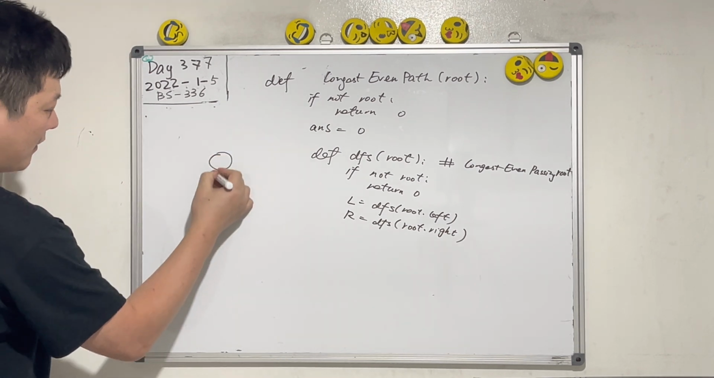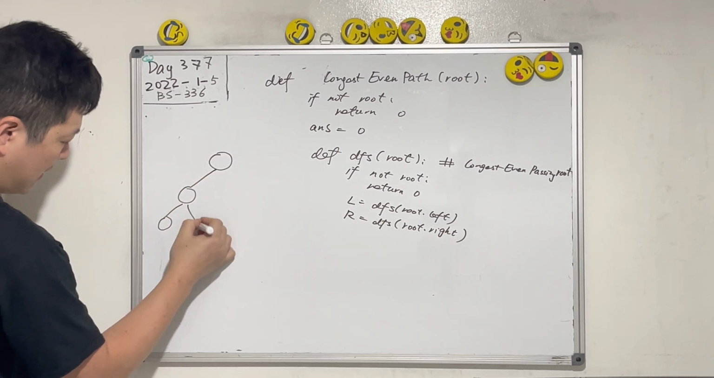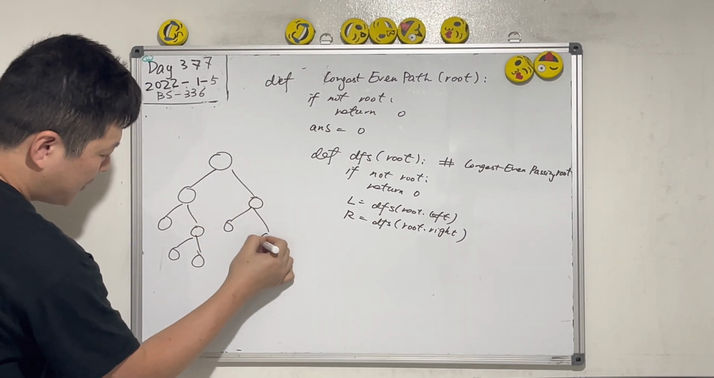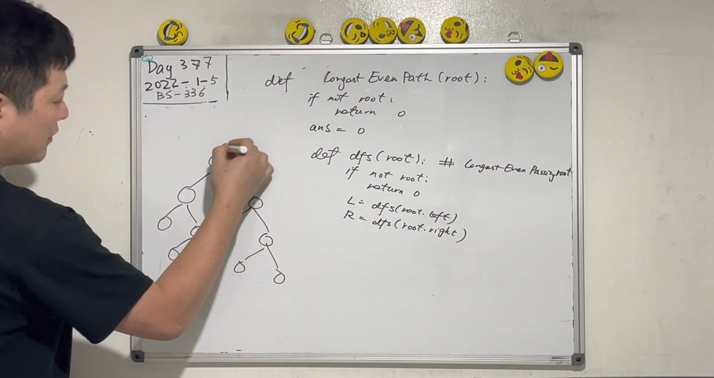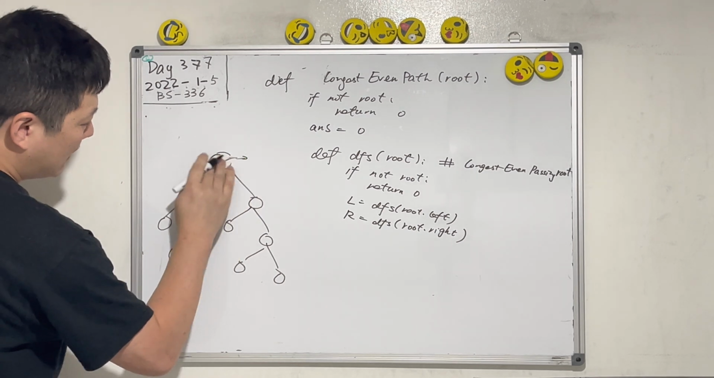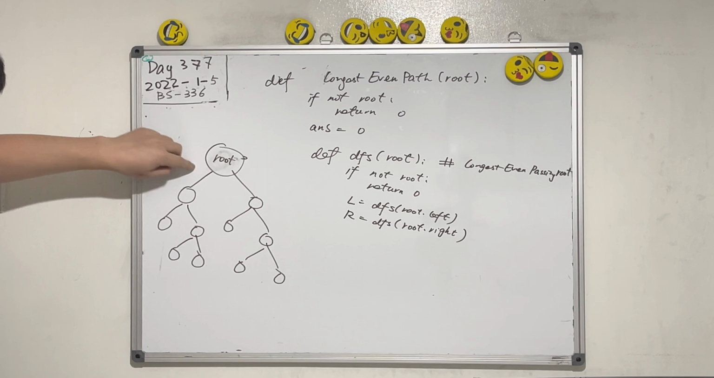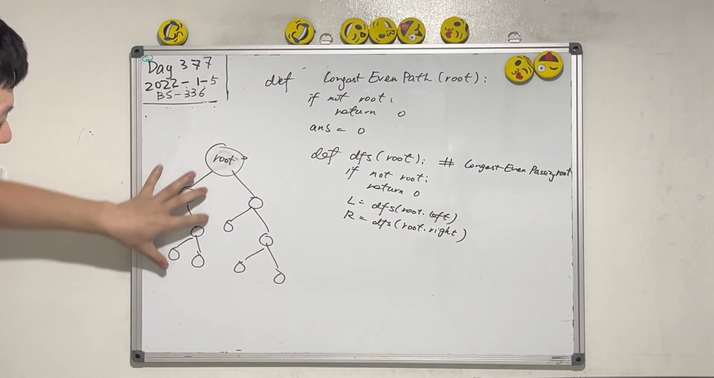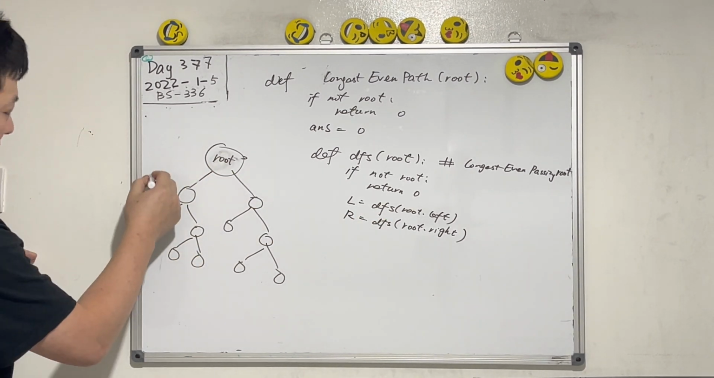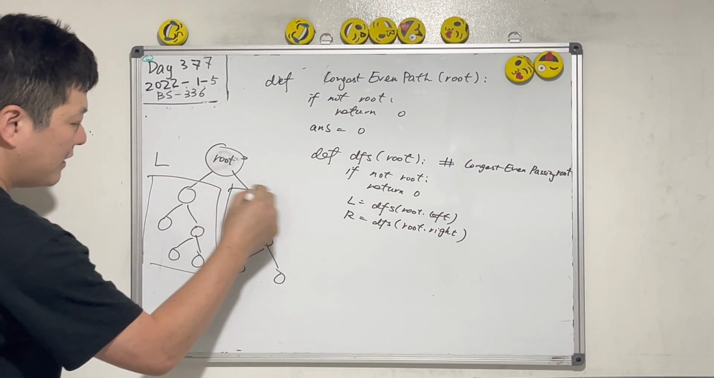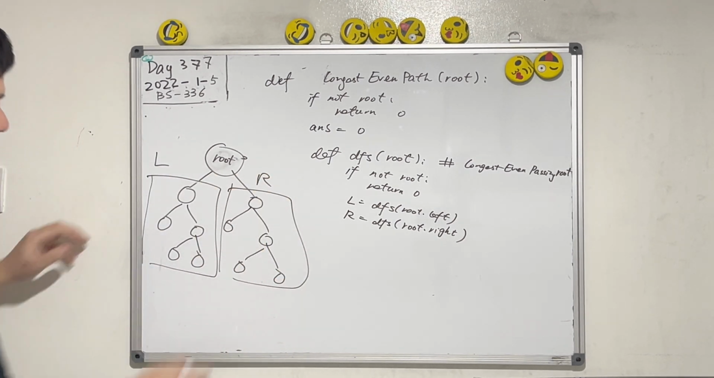Eric, look, I'm writing a tree here. So this is the root. L, root on left, is this bit, and this bit is R.